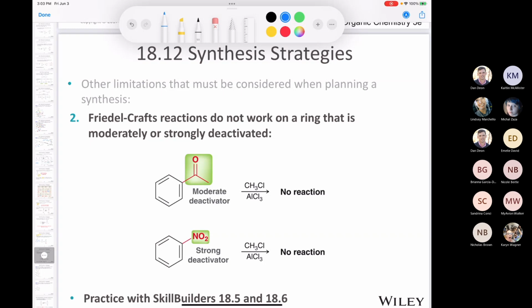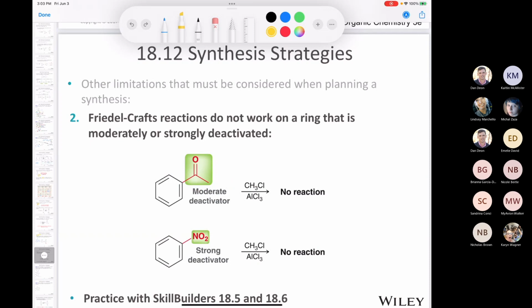or they don't work. If you have a moderate or a strong deactivator, Friedel-Crafts is just out of the question. Whether it's alkylation or acylation, it doesn't work. In order to do a Friedel-Crafts, you've got to have some activation of some kind, strong, moderate, or weak. Or if you do have a deactivator, it's got to be weak, like a halogen. Then you can do a Friedel-Crafts. But if you've got some kind of acyl group or nitro, something like that, Friedel-Crafts will not work. It just doesn't work. So anything strong or moderately deactivating, Friedel-Crafts just doesn't cut the mustard.